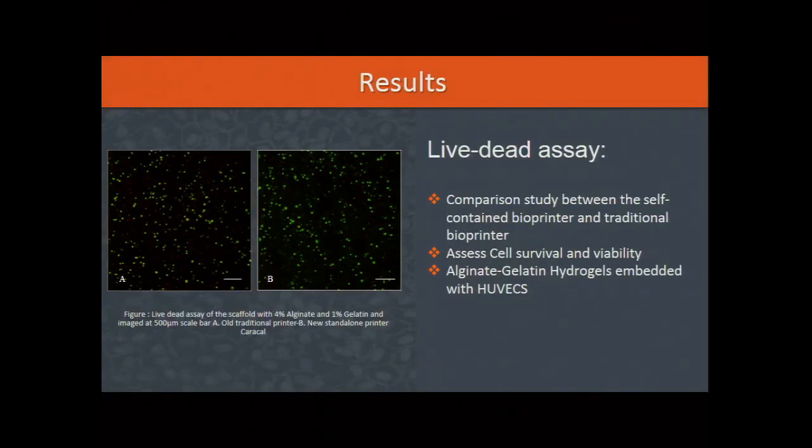To ensure that our printer actually works, we conducted live-dead assays. We conducted a live-dead assay on the printed construct from Caracol, which is our printer, a self-enclosed unit. We also compared it with a traditional printer that needs to be kept inside a laminar flow hood. The assay results told us that the results were very similar. What we concluded was that all the necessary conditions that the cells need for survival were there, and as you can see, there are live cells from Caracol, which is figure A.